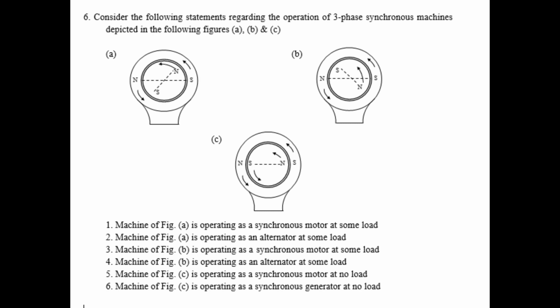In every figure, stator poles are mentioned, rotor poles are mentioned, and their direction of rotation is also given. Now, the statements here are: machine A operating as motor, machine A operating as generator, B operating as motor, B operating as generator, C neither operating as motor nor operating as generator. So, what is the operating condition of each machine we need to decide here.